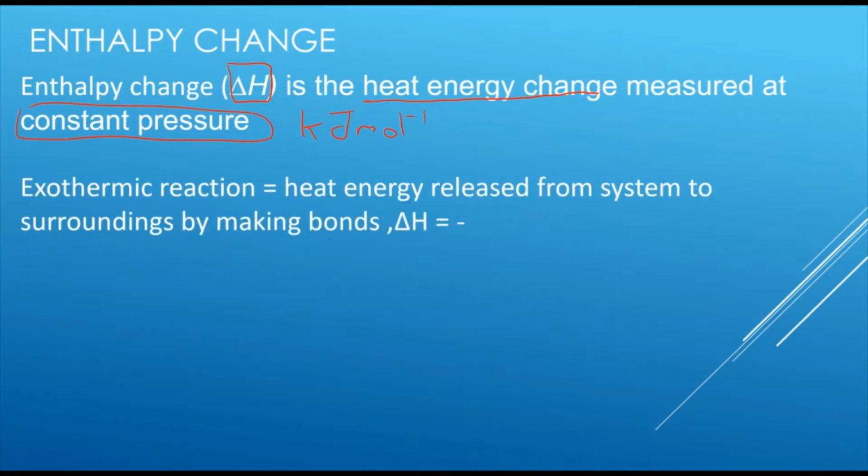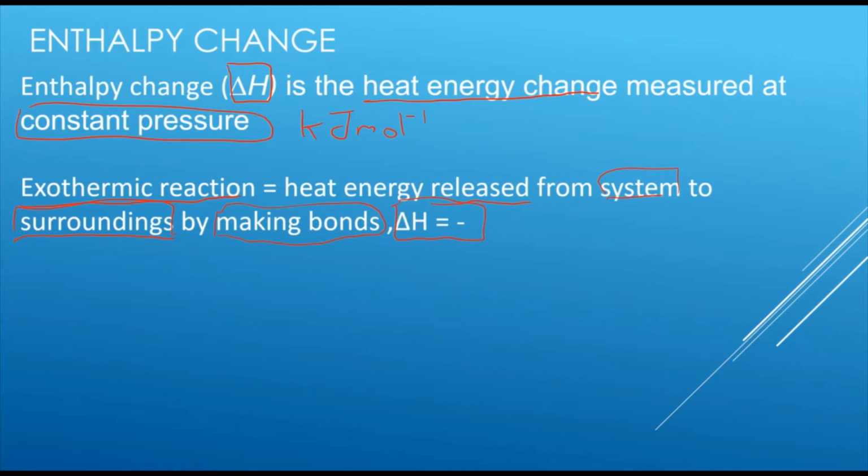So remembering from GCSE, we have the exothermic reaction. This is where the heat energy is released from the system to the surroundings. So the heat energy is given out from the system to the surroundings. And this happens when we make bonds. So when we make new bonds, the energy is released to the surroundings. And therefore, because the energy is being released, we have a negative enthalpy change.